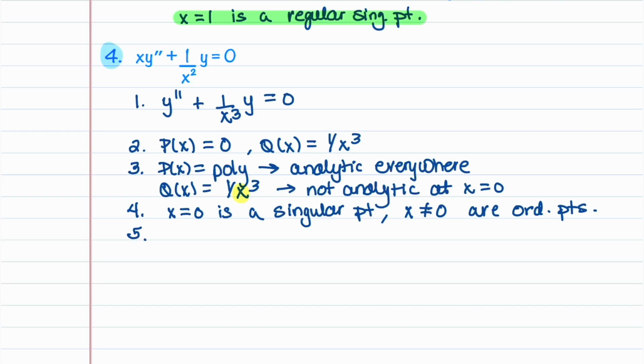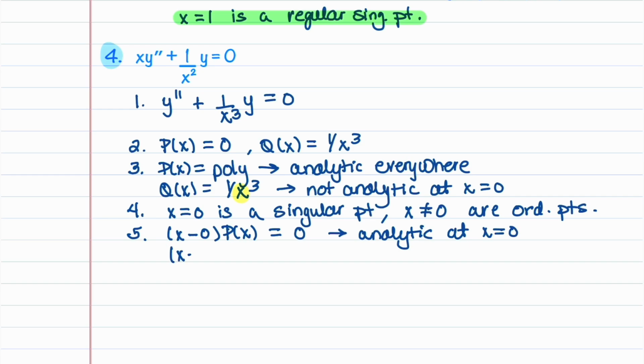Now for our last step, we have to classify the singular point as regular or irregular. To do that, we have to look at x minus a, so that in our case, we have x minus 0 times p of x. P of x is 0, so this is just 0. So this is analytic at x is equal to 0.